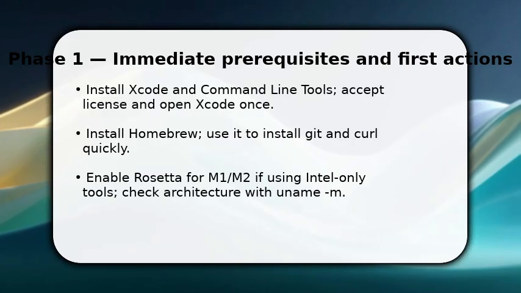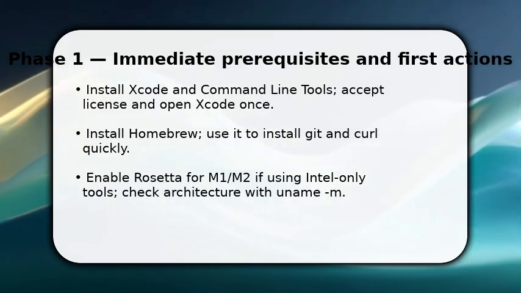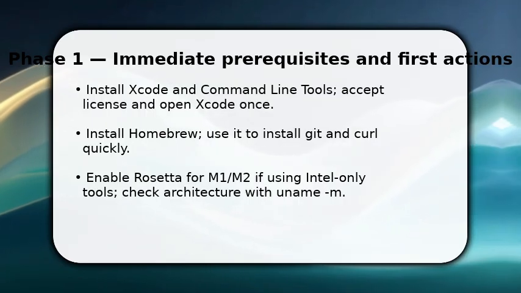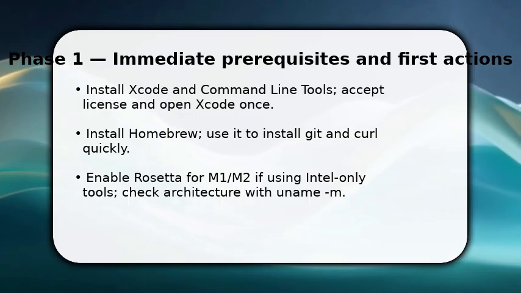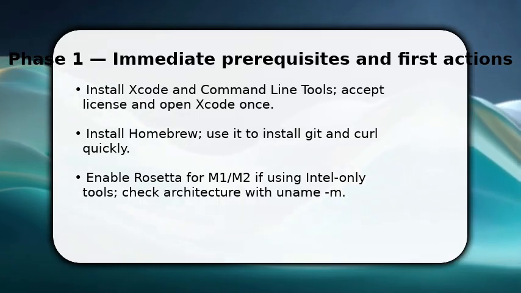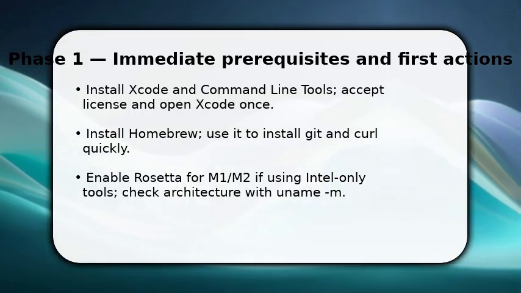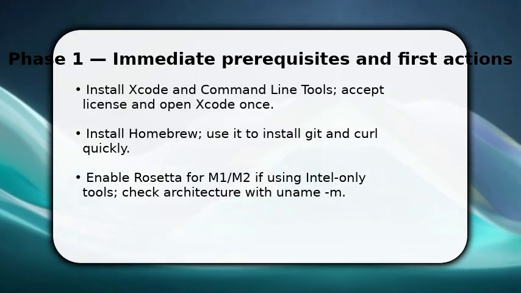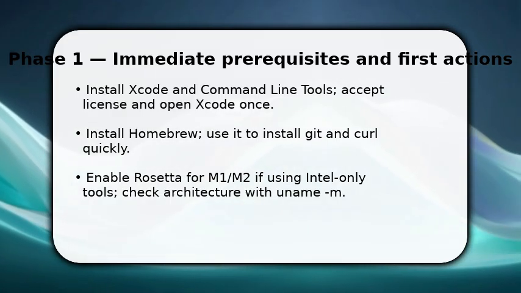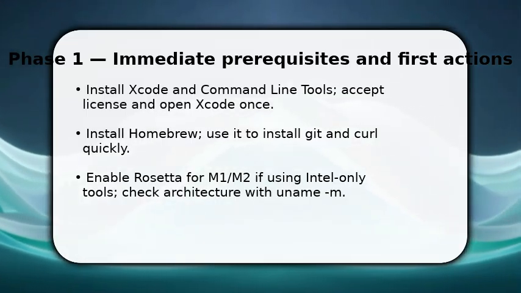You start by getting prerequisites in place. Install Xcode from the App Store, then run xcode-select --install to get command line tools. Once done, install Homebrew and use brew to install Git and curl so you can fetch packages reliably. If you have an Apple Silicon Mac, enable Rosetta for legacy tools. Check architecture with uname -m so you know which binaries to use. These steps remove common blockers and prepare your system to run Flutter's toolchain.